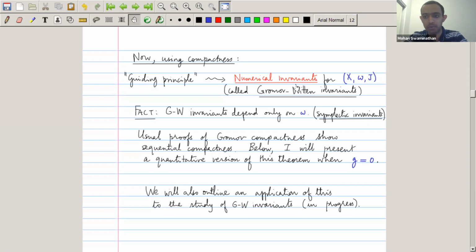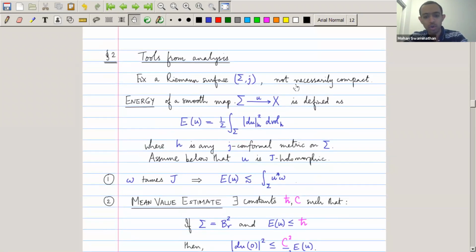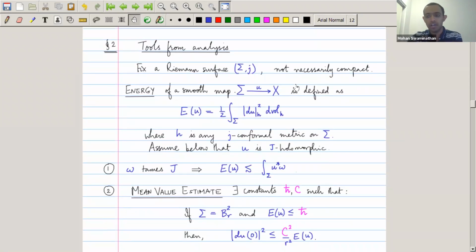So this is something which is in progress, so it will just be a very rough sketch. Okay. So now I need to quickly recall some tools from analysis that we will need. And these things I will not be proving. We just use them as a black box in the rest of the talk.